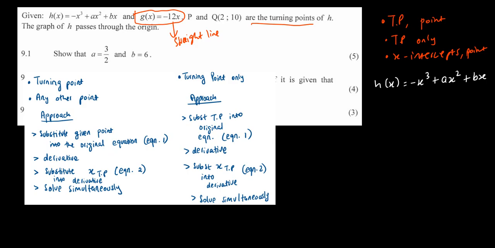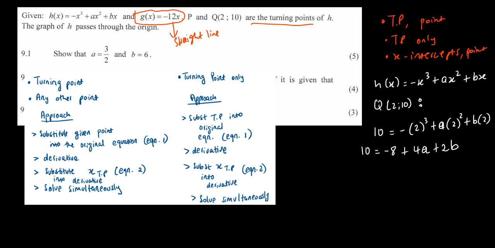So we substitute Q. We substitute this point, and we're going to have 10 is equal to negative 2 cubed plus a into 2 squared plus b into 2. Then I'm going to have 10 minus 8 plus 4a, and then you have 2b. Then now you can say 0 is equal to negative 18 plus 4a plus 2b. Guys, we call this equation 1, just like Mr. Clayton said. Now Mr. Clayton said you're going to have to solve simultaneously there.